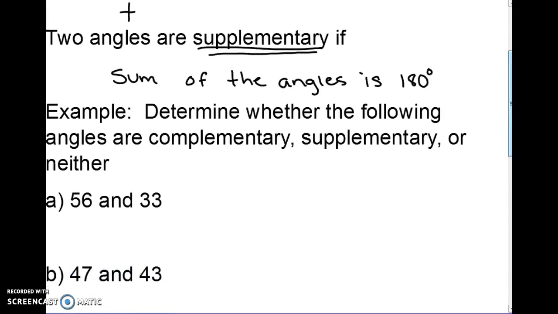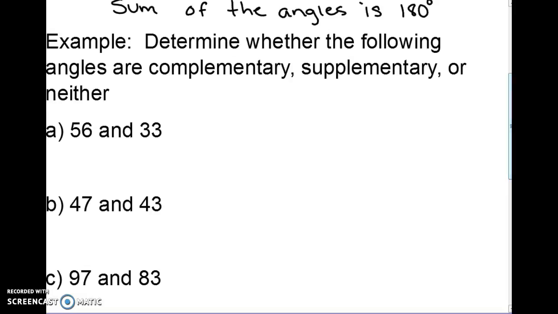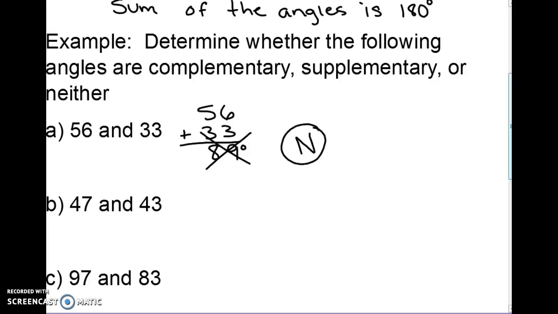If you're asked to determine whether the following angles are complementary, supplementary, or neither, all we have to do is add those angles together. So we're going to take 56 plus 33. 6 plus 3 is 9. 5 plus 3 is 8. Since 89 is not 90 degrees, we're going to say these are neither. It's close to 90, but it's not exactly 90 degrees.